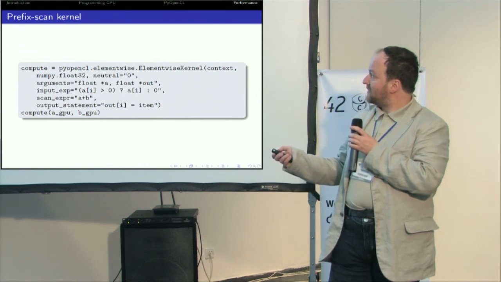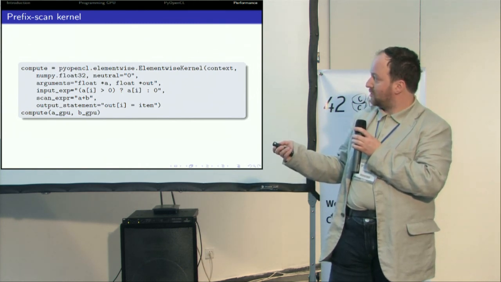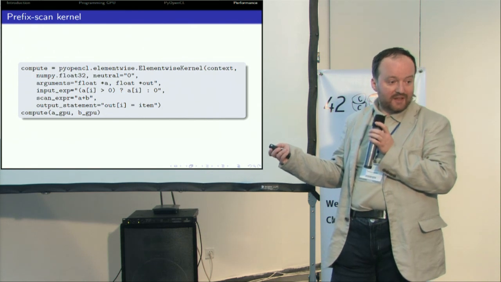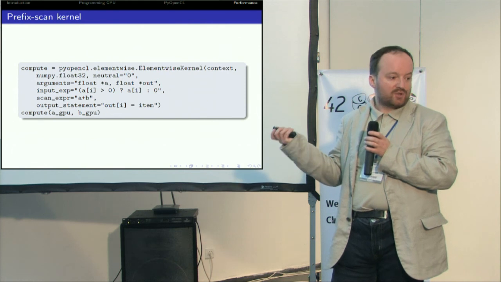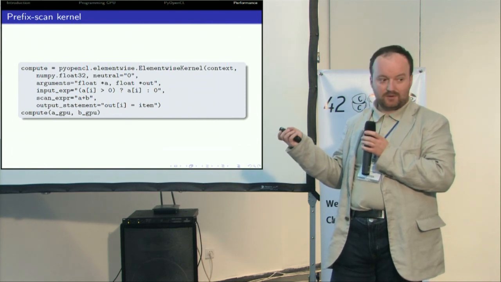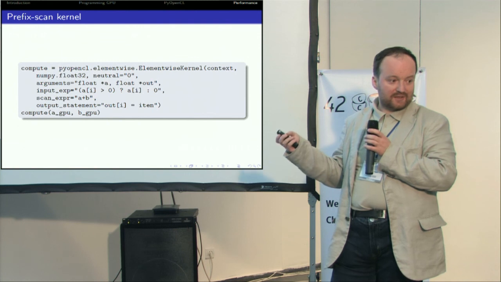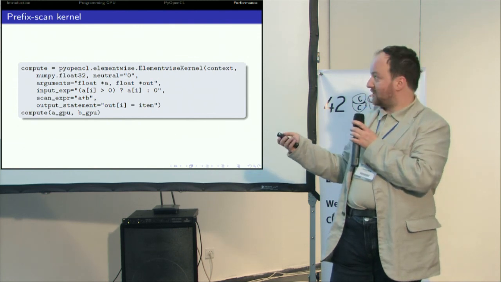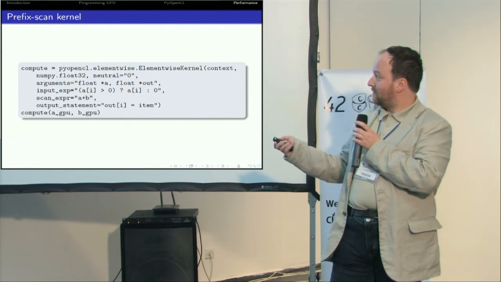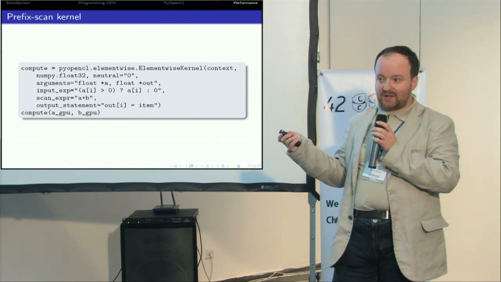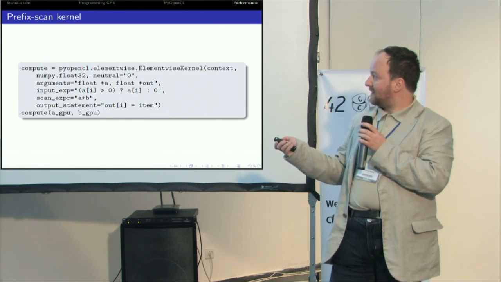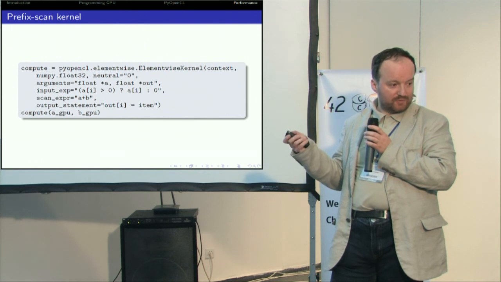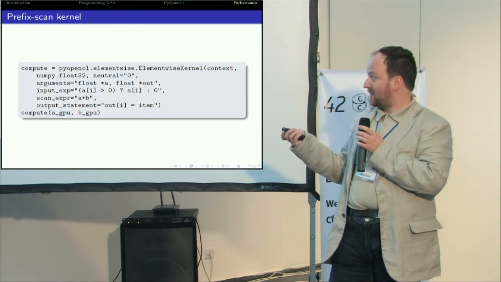But this is similar to reduction, as you need to provide the initial value, the neutral value. For addition, it will be 0. For multiplication, it will be 1, for example. This is the value that starts your computations. Then we provide the arguments, the input expression, which is applied for all the input values, and then decides how to map this input value into the intermediate state.